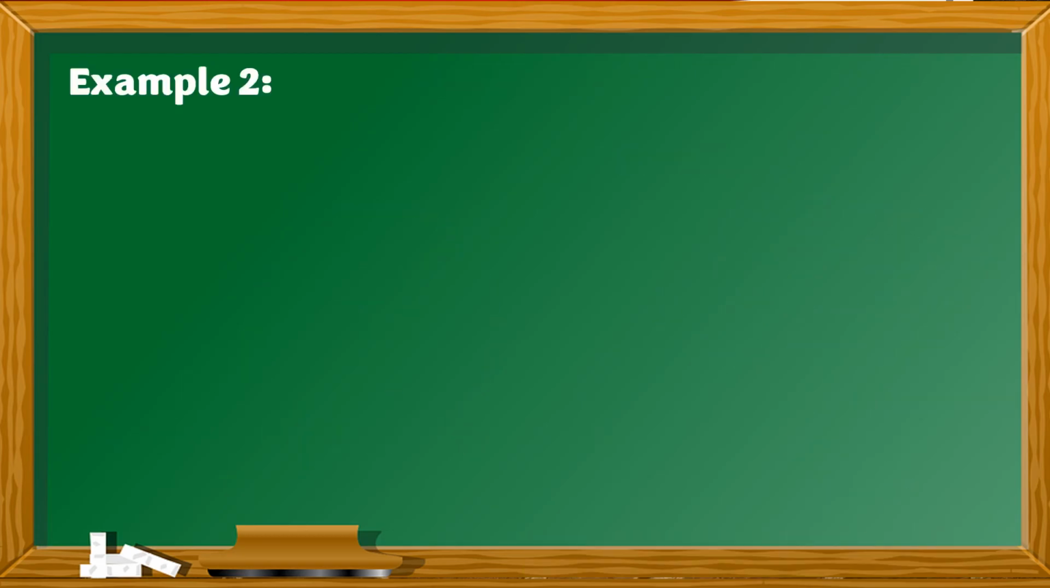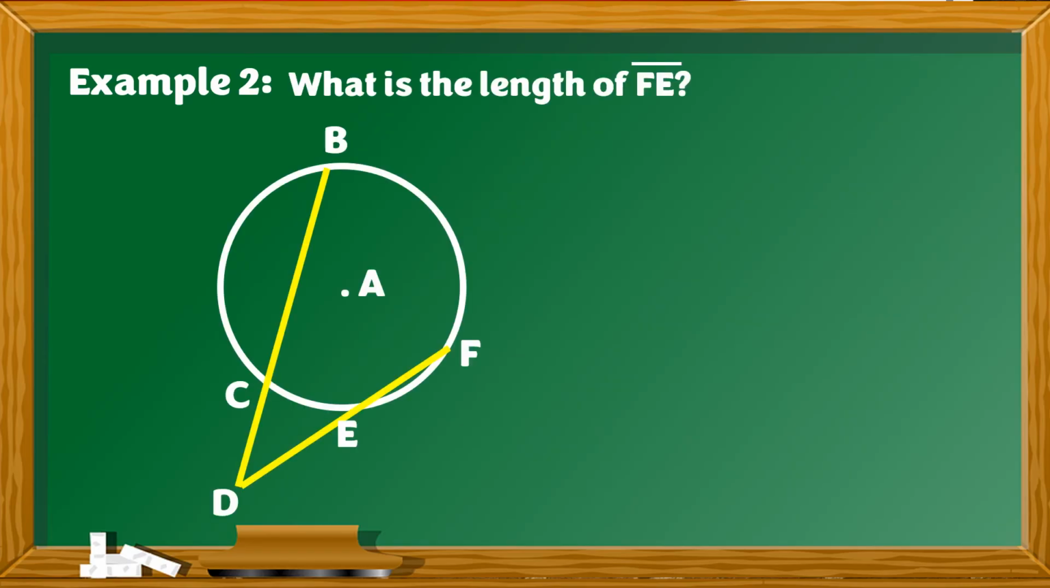Let's have example number 2. What is the length of line segment FE? So we have circle A, and line segment BD and line segment FD are the secant lines of circle A. And then line segment BC is 5, line segment CD is 3, line segment ED is 4, and line segment FE is X. So we're going to solve for the value of X.